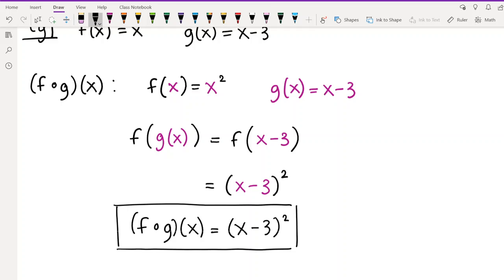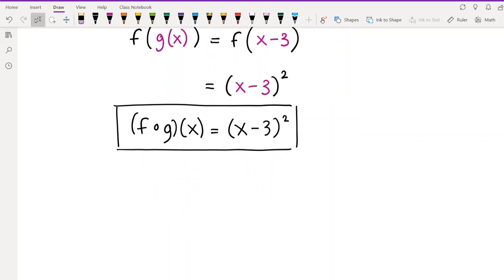One thing you can see here is that the function that was listed first, the function on the outside, ended up being on the outside of this function, right? The square ended up on the outside, whereas the function that was on the inside, g, ended up on the inside. x minus 3 is on the inside, whereas the square is on the outside. So let's do it the other way.